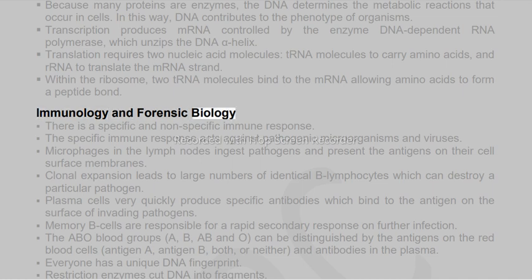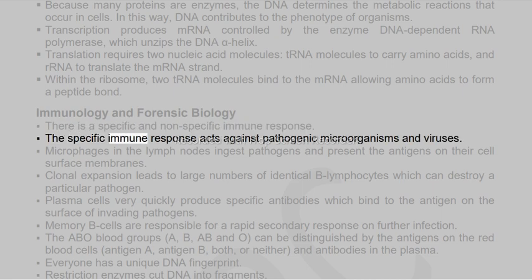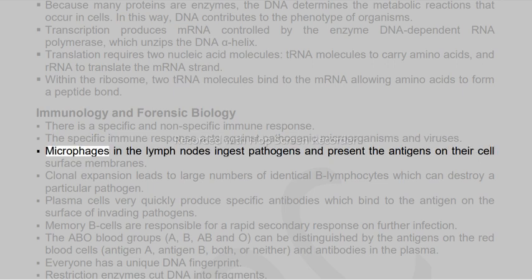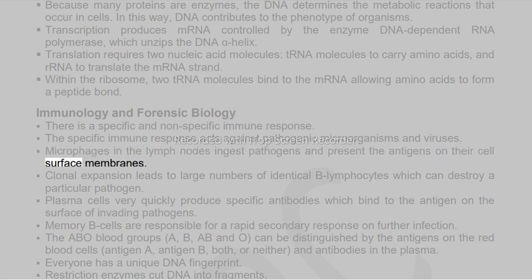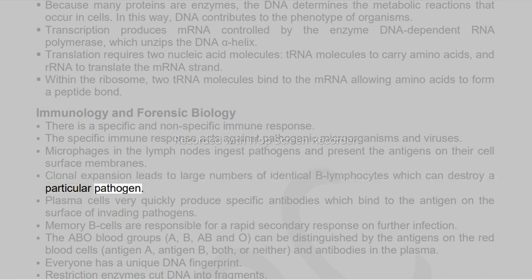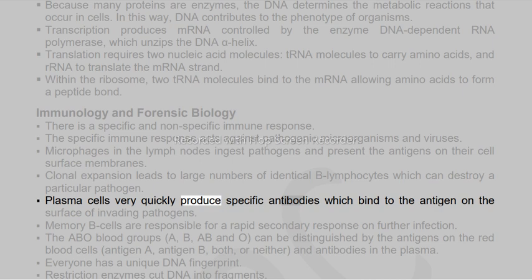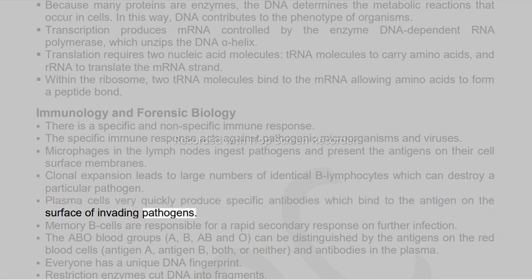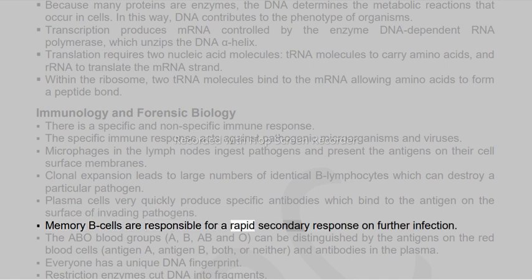Immunology and forensic biology. There is a specific and nonspecific immune response. The specific immune response acts against pathogenic microorganisms and viruses. Macrophages in the lymph nodes ingest pathogens and present the antigens on their cell surface membranes. Clonal expansion leads to large numbers of identical B lymphocytes which can destroy a particular pathogen. Plasma cells very quickly produce specific antibodies which bind to the antigen on the surface of invading pathogens. Memory B cells are responsible for a rapid secondary response on further infection.